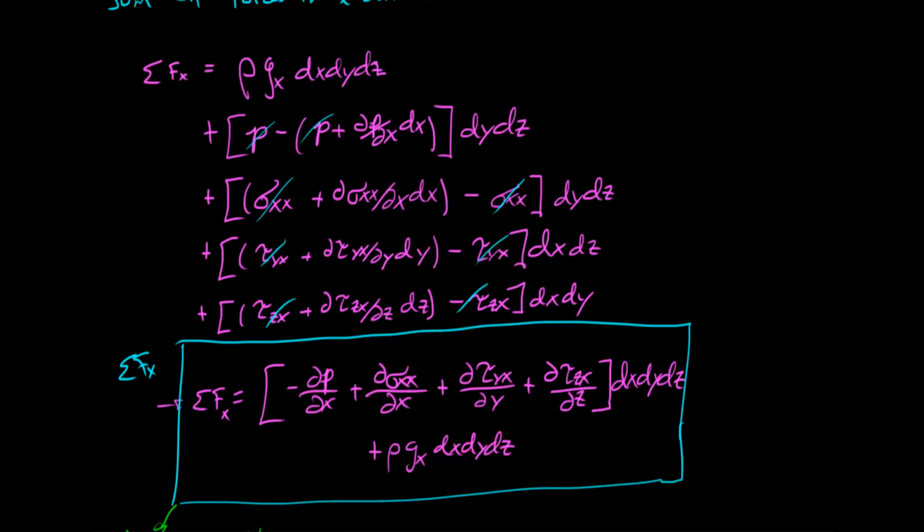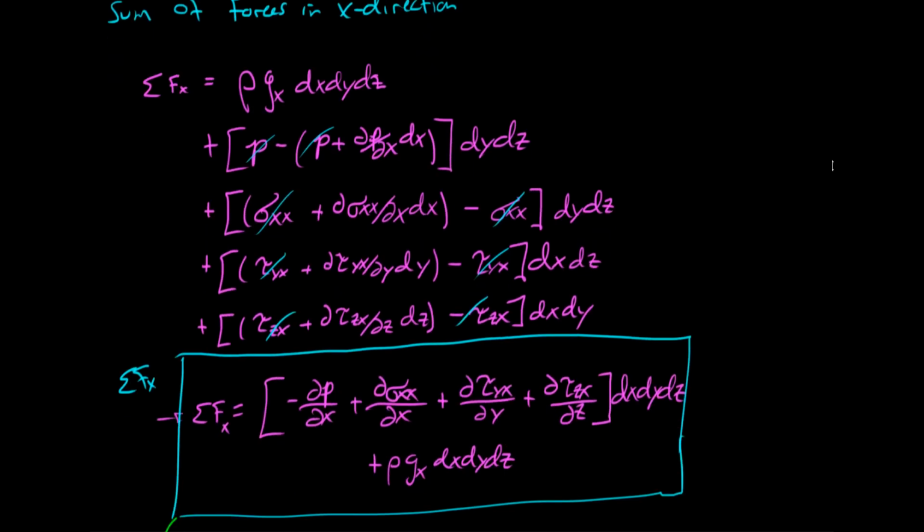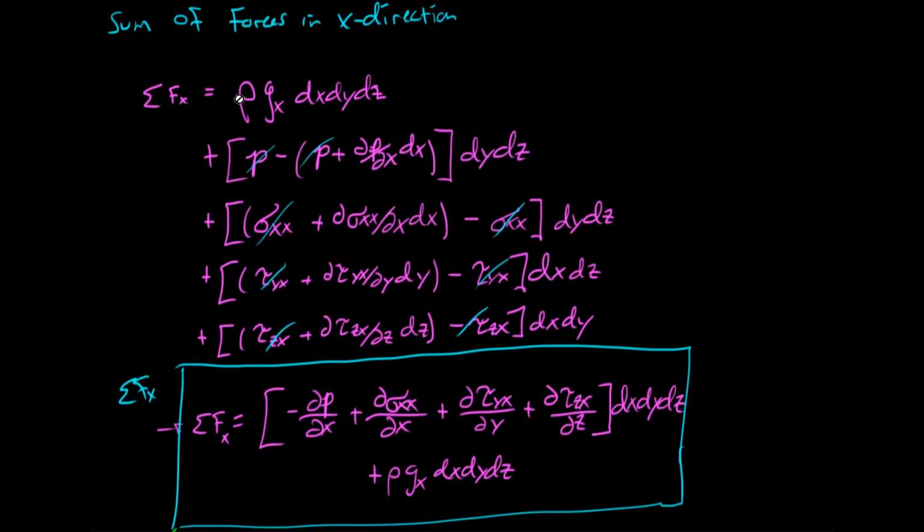Okay, so right now let's just add up the forces. Adding up the forces, we had the body force in the x direction, plus we had the pressure acting on the left and the right-hand side. So we had it positive on the left, negative on the right. We use a Taylor series to evaluate them, multiplied by the area that they act on.